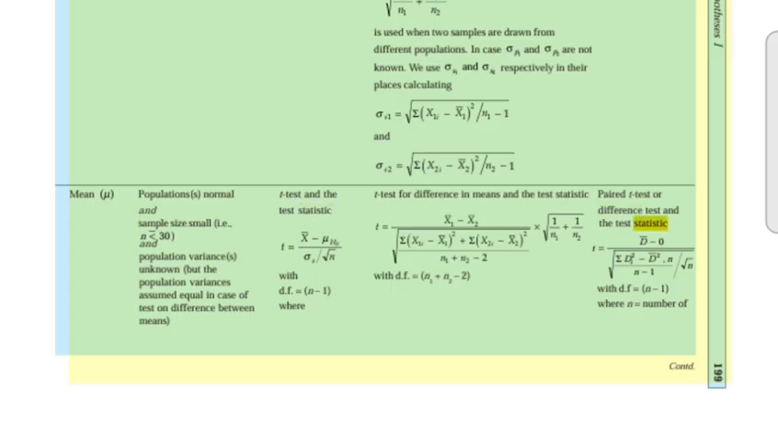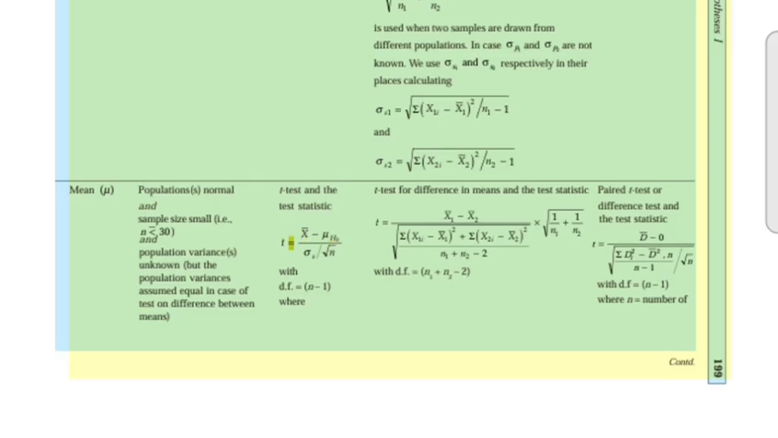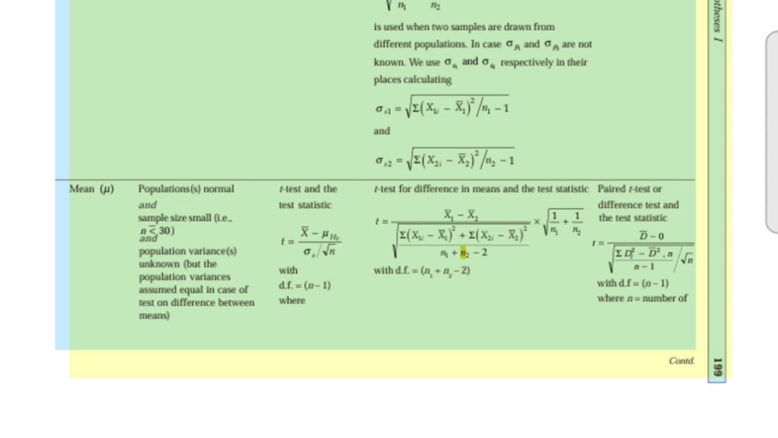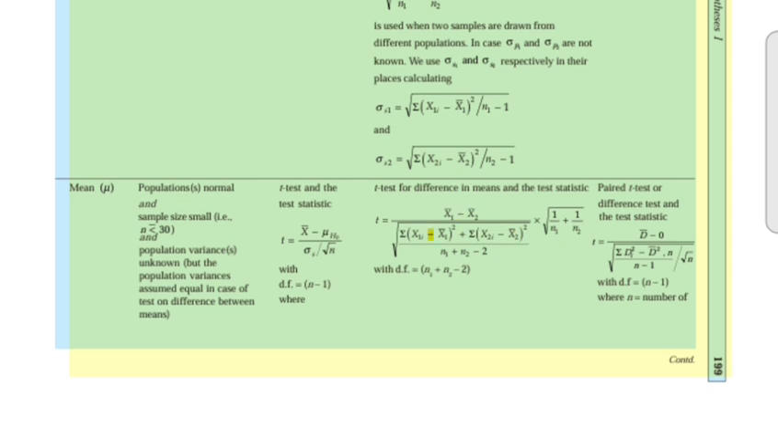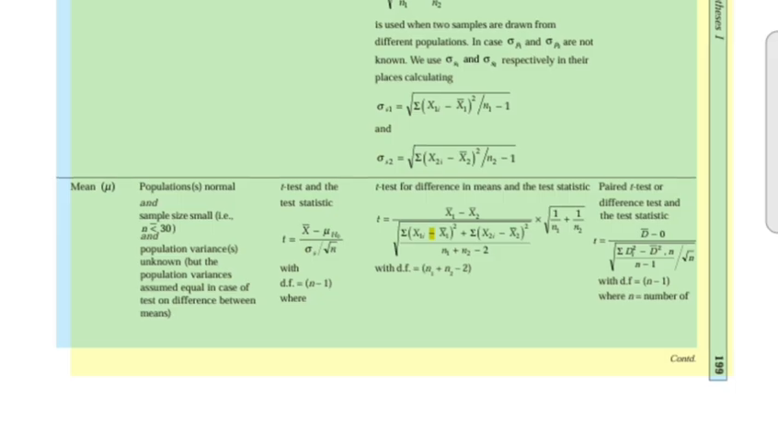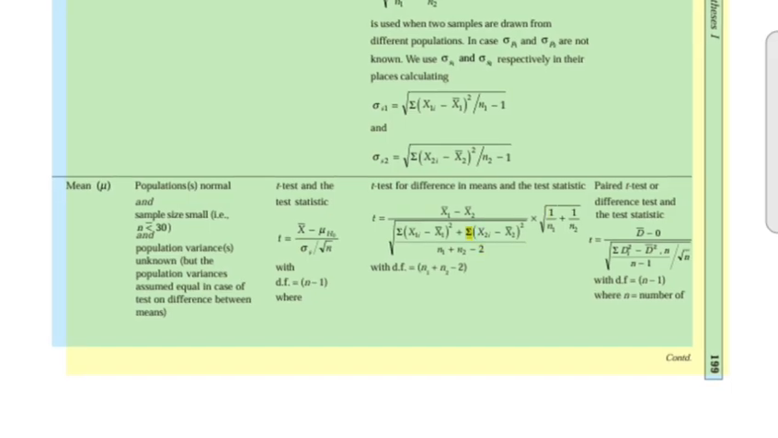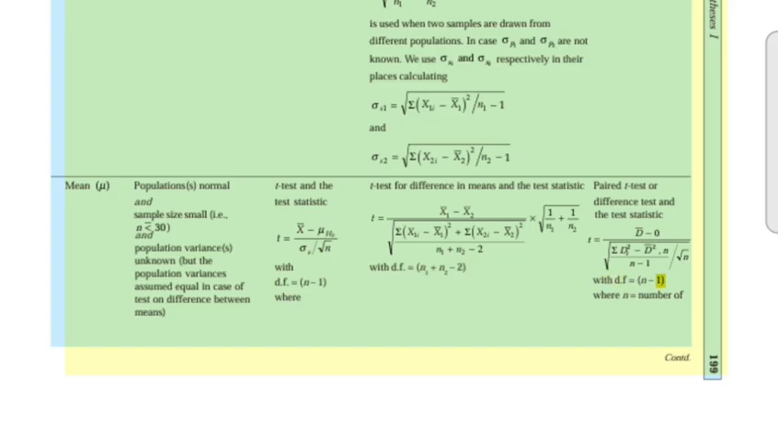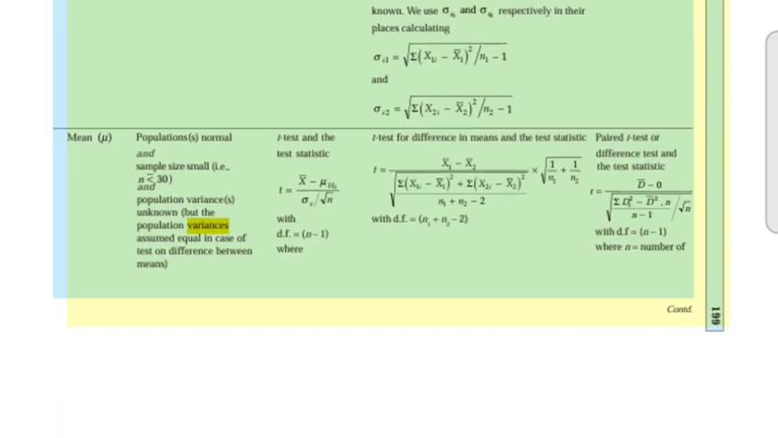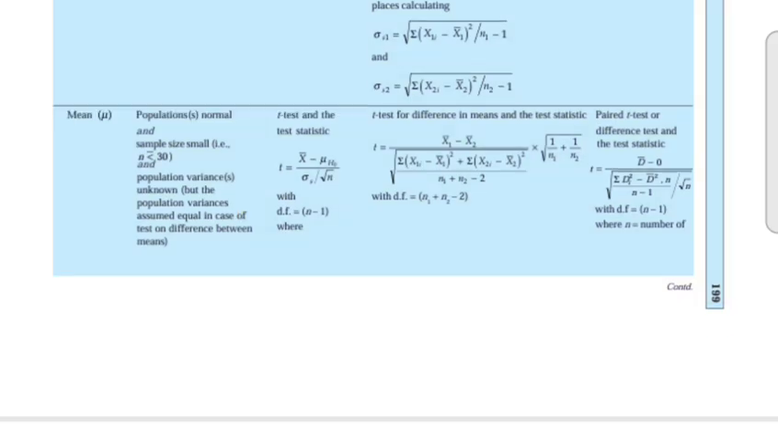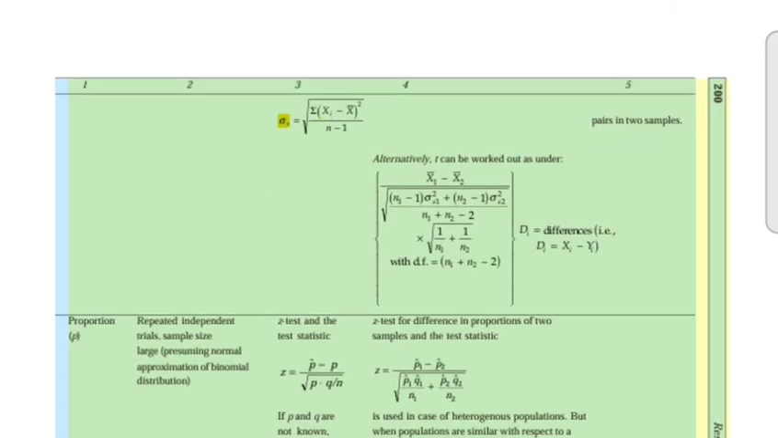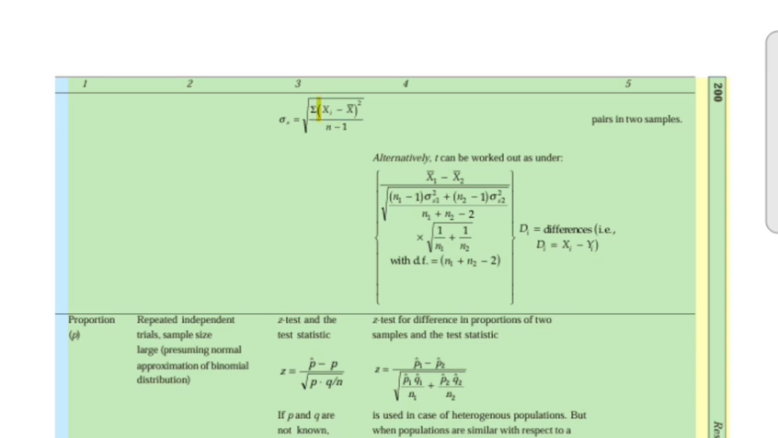The test statistic for n less than 30 is t equals (X̄ − μ) / (σ/√n), with d.f. equals n1 plus n2 minus 2, where n equals the number of observations counted. The population variance is unknown, but the population variance is assumed equal in case of a test on the difference between means. Research Methodology, pairs in two samples.